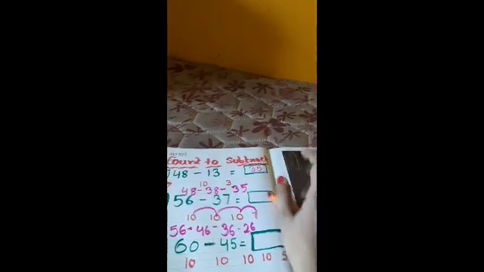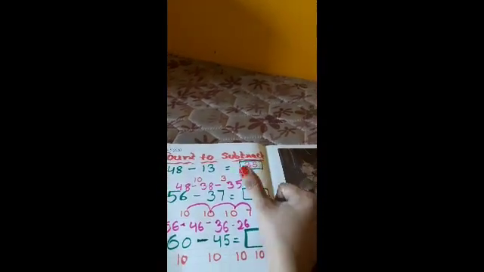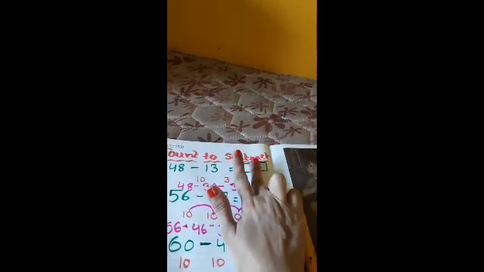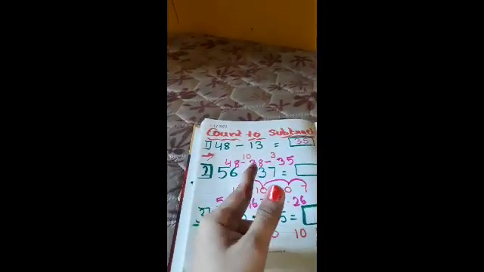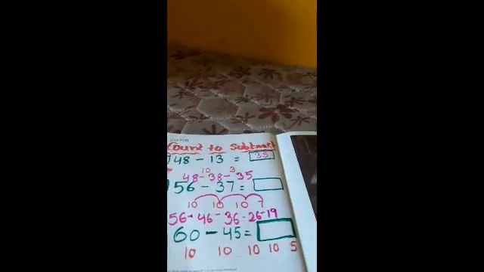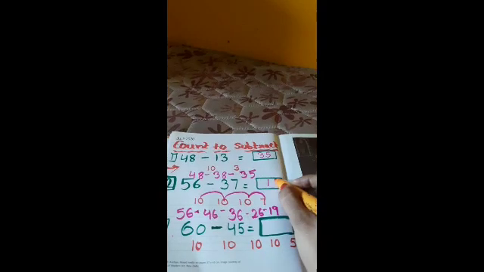7 counts. 25, 24, 23, 22, 21, 20, 19. Right? So here we'll get 19. So the answer is 19. Right? Now the next one.